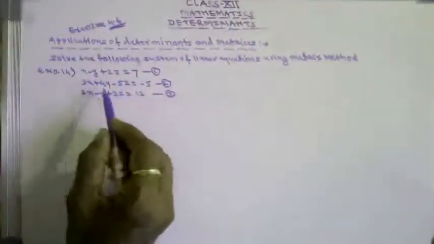Now we are taking an example of 3 variables in 3 equations. Consider, solve the following system of linear equations using matrix method. x minus y plus 2z equals 7, 3x plus 4y minus 5z equals -5, and 2x minus y plus 3z equals 12. Okay, now the solution.